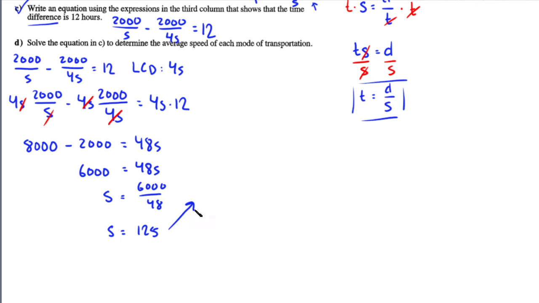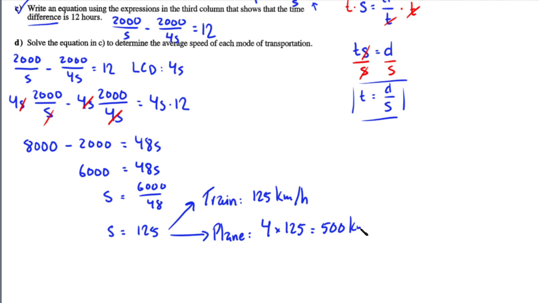So this means that the train travels 125 kilometers per hour. The airplane travels 4 times that fast. So 4 times 125 is 500 kilometers per hour.